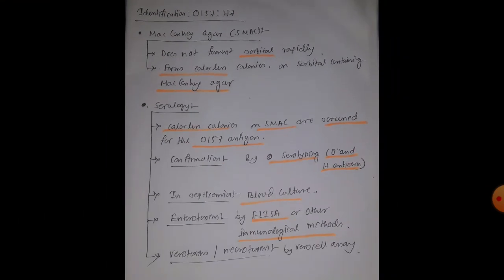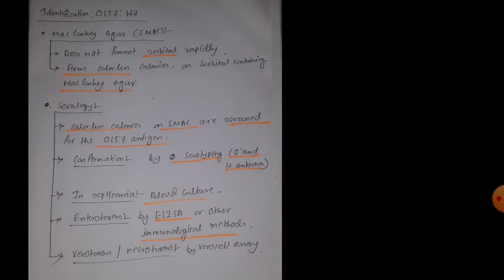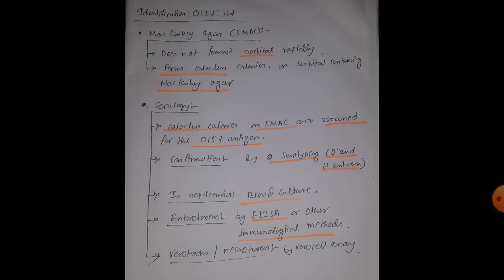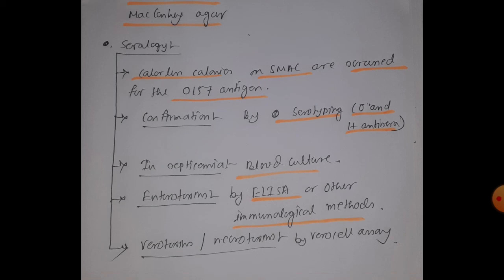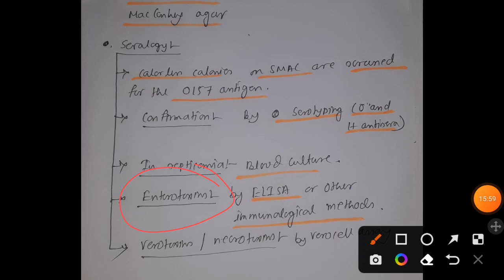Okay, so that is how you can diagnose your E. coli O157:H7. First one is the sorbitol-containing MacConkey agar, okay, that gives you colorless colonies. Now by taking those colorless colonies you can screen for the presence of O and H antigen and the serotype of the O antigen, that is O157. You can also do a blood culture if you are suspecting that your patient's Shiga toxin has already entered the blood circulation. Enterotoxins can be detected by ELISA or other immunoassay techniques, and verotoxins or necrotoxin can be detected by Vero cell assay.